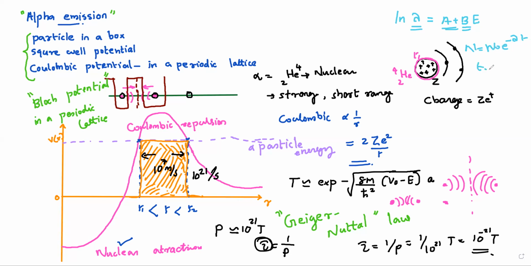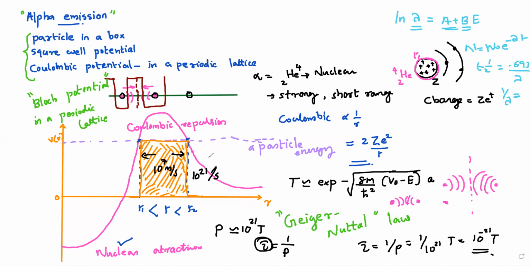T half is equal to 0.693 by lambda. And lambda is also the disintegration constant, and the reciprocal of lambda is the mean lifetime. Here also, we can consider tau is equal to 1 by P. And the logarithm of lambda is equal to a plus b into e. That is the Geiger Nuttall law.